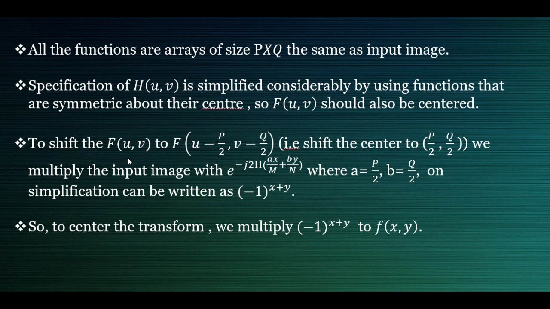To shift the frequency spectrum of the image, that is F(u,v), to F(u minus P/2, v minus Q/2), that is to the center of the image P/2, Q/2, we multiply the image with e to the power minus j2π(ax/M plus by/N), where a equal to P/2 and b equal to Q/2. On simplification, we get minus 1 to the power x plus y. So to center the transform, we multiply minus 1 to the x plus y in the spatial domain and apply the Fourier transform of it.